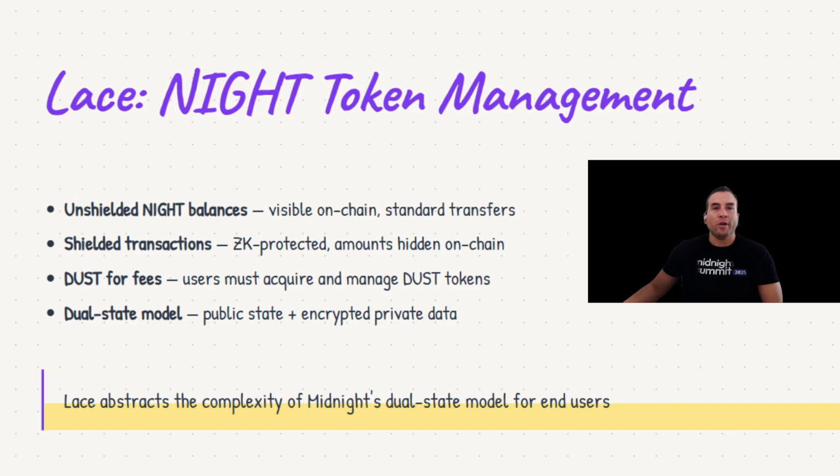Users need DUST tokens for gas fees. Remember from episode 1, DUST generates over time after you register? With Lace, users have to manage that themselves. This is the real user experience friction point, and it's one of the reasons 1AM took a different approach. Under the hood, Lace maintains a dual state model, public state plus encrypted private data. It abstracts the complexity so users see a clean balance screen. But as a developer, you should know this is what's happening when your DApp interacts with the wallet.